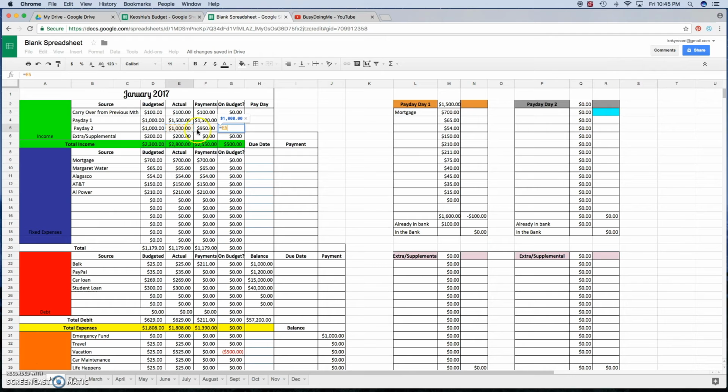Oh, because I didn't put actual. Sorry, excuse me, I messed up the sheet. Undo. If you do something wrong, just hit undo. There we go. No. Escape. Thank you. So now in the actual column, you have to put $950 because that's all you got paid.